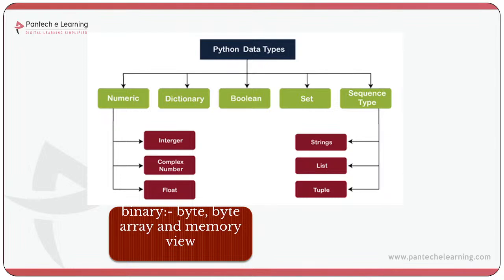Next, coming to list data types. Lists are used to store multiple items in a single variable. Lists are one of the four built-in data types in Python used to store collections of data. Coming to tuple data types. Tuples are used to store multiple items in a single variable. Tuple is one of the four built-in data types in Python used to store collections of data.